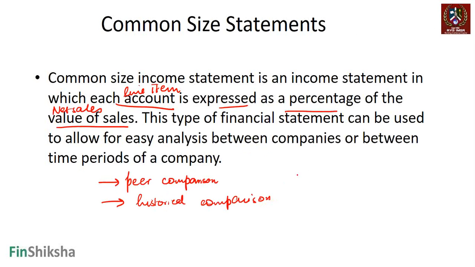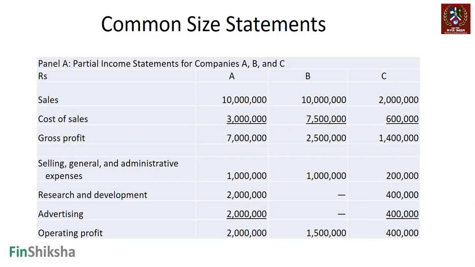How do you find anything as a percentage of sales? You take the respective line item and you divide it by the sales number. That's going to be your common size statement. Let's take an example. Let's say there are three companies, and you see the sales for these three companies. The first two are doing sales of 1 crore each. The last one is doing sales of somewhere to the tune of 20 lakhs essentially.